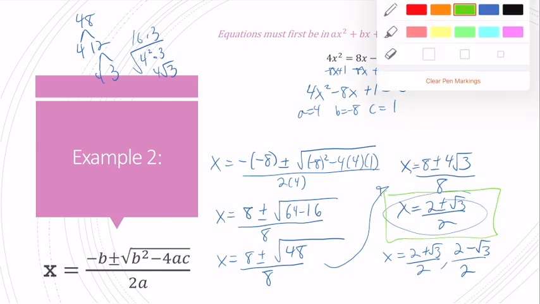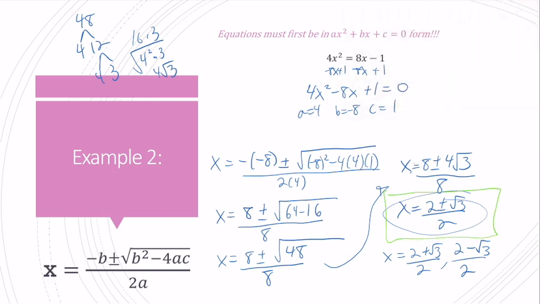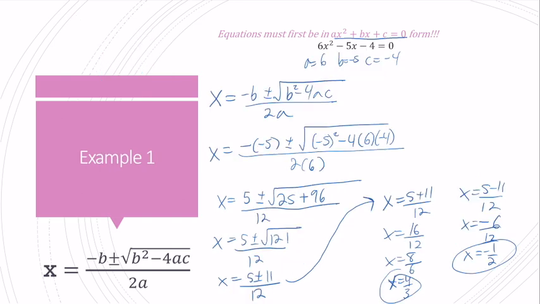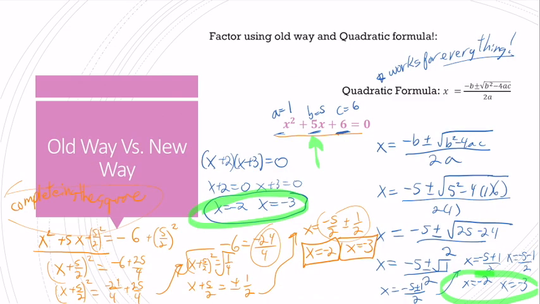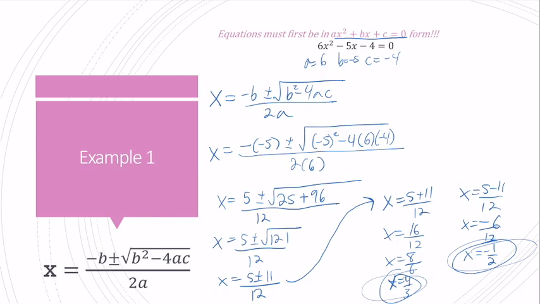So here I have 2 irrational x-intercepts, whereas before in our first example, I had two rational x-intercepts. And the example before that, I had two integers. So we got integers, we got rational numbers, which are integers as well, and irrational numbers.